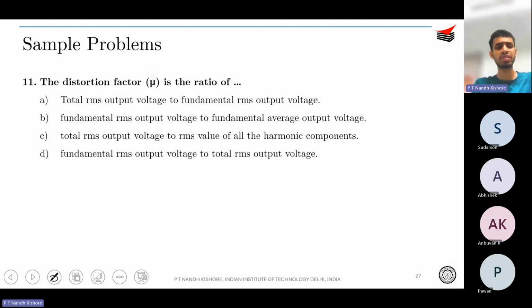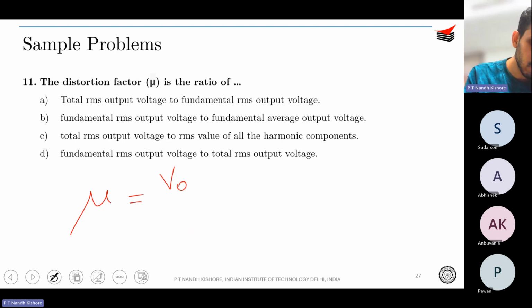Okay. So the next question is again simple. This is something you might have studied in your week 2 as well. The distortion factor. What is it? Total RMS output voltage to fundamental RMS output. Fundamental RMS output voltage to fundamental average output voltage. Total RMS output voltage to RMS value of all harmonic components. Fundamental RMS output voltage to total RMS output voltage. So I guess you should be able to tell this by now. It is basically V fundamental or VO1, where 1 is N, divided by VO total. So that is option D.